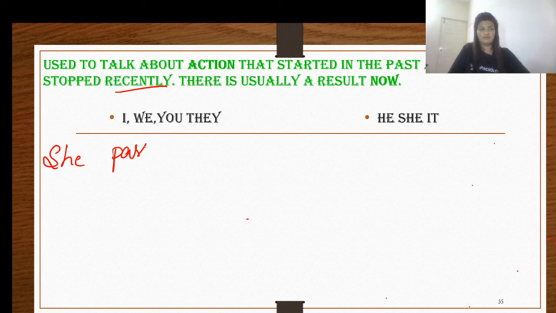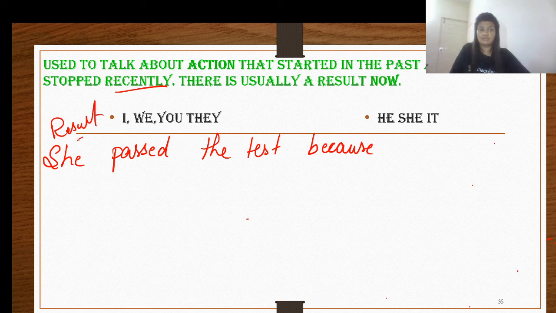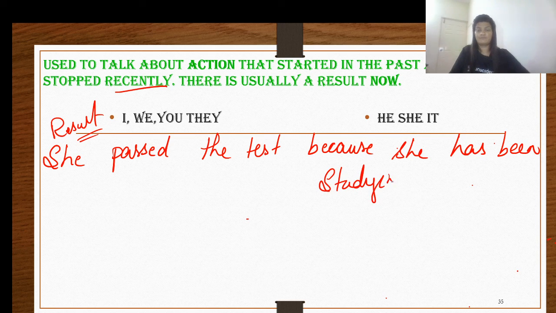She passed the test because she passed the test. This is your result of the action, and the action is because she has been studying hard. She has been studying hard. She has been, the plus s is on the verb. She passed the test because she has been studying hard. So that's the result, and this is the action that recently stopped.